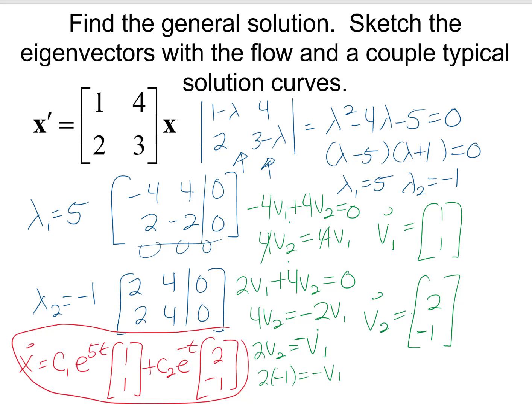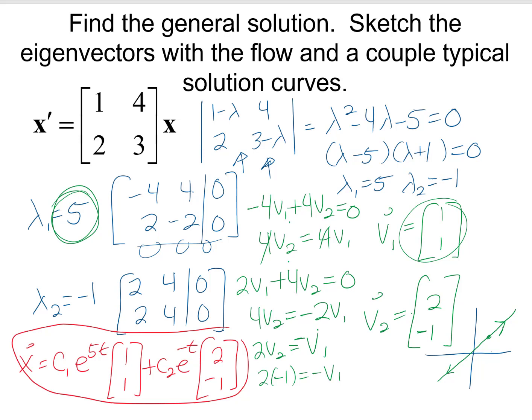So I don't have a ton of room. I'll put it just down here. So here's our grid. Let's first of all plot the eigenvector 1, 1. So over 1 and up 1, and scalar multiples would be right here. The corresponding eigenvalue is 5. That's positive. That would make an e to the 5t, and over time that's going to go to infinity. So we're going to draw the arrows going away from the origin, going out.